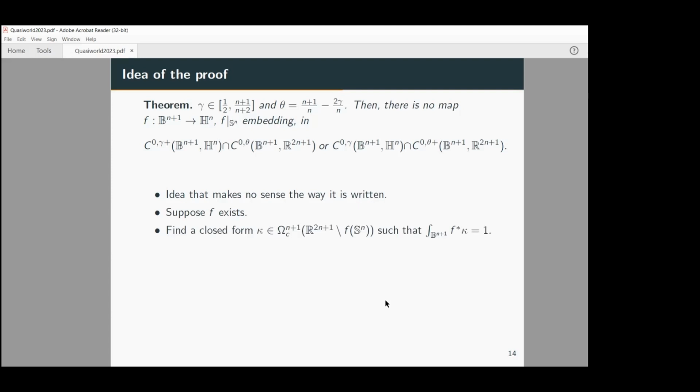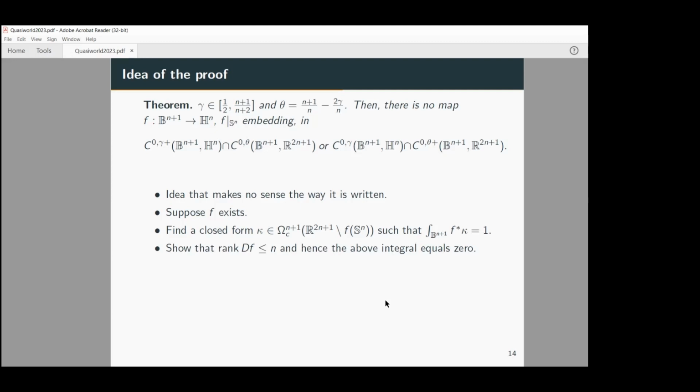What we want to do is construct a closed n plus 1 form with compact support on R to n plus 1, with the support away from the image of the sphere, and such that the pullback of the form by the mapping equals 1. That doesn't make sense because the mapping is Hölder continuous. So what does it even mean, the pullback of the form? Second, we would like to show that the rank of the derivative of the map is less than or equal to n. Again, it doesn't make sense because this is a Hölder continuous map.